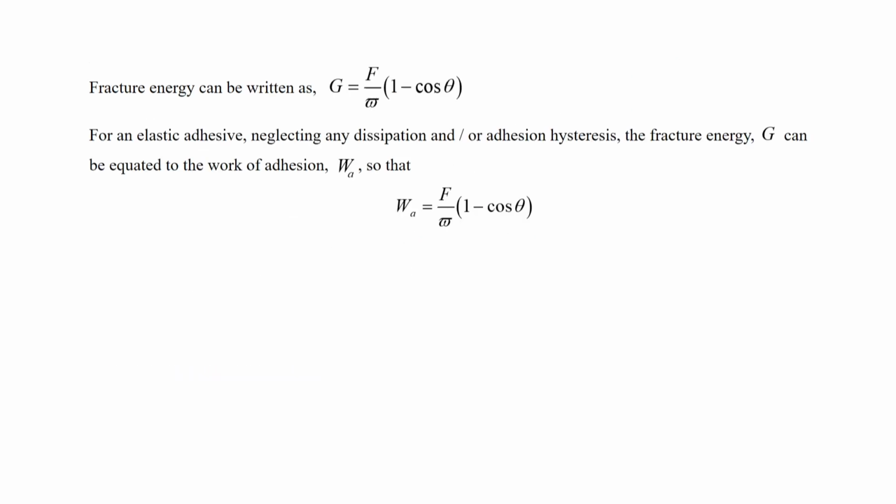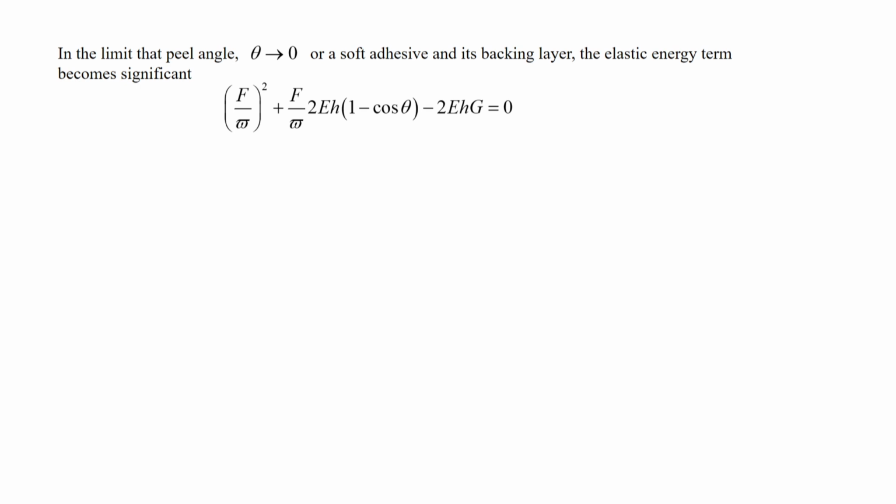Now let us say that theta goes to 0. So it is a 0 degree peeling. If theta is equal to 0, then cos theta will be equal to 1, so 1 minus 1 is 0 here. So what we will have is F by W is equal to square root of 2E into H into G, because here theta goes to 0. Now what does it signify? It signifies that there is a substrate and an adhesive tape, something like this, bonded to the substrate by this glue over here, and then you are peeling it.